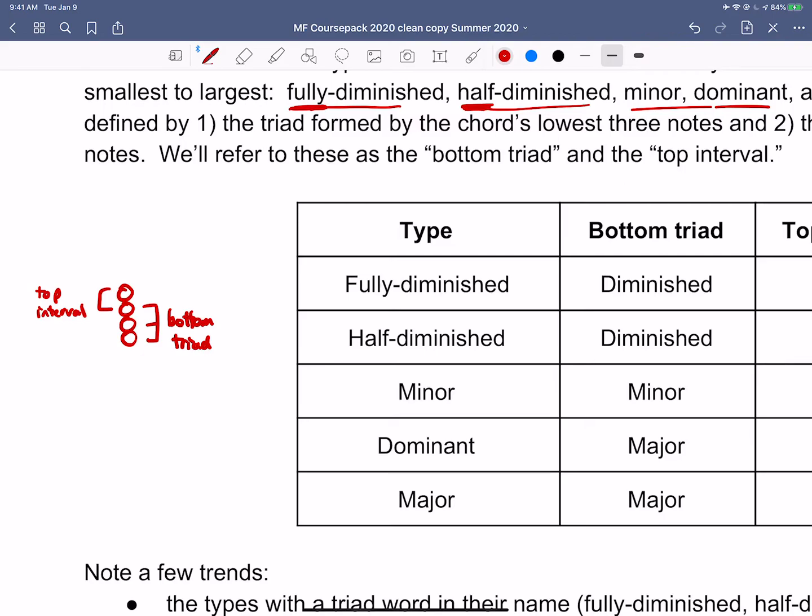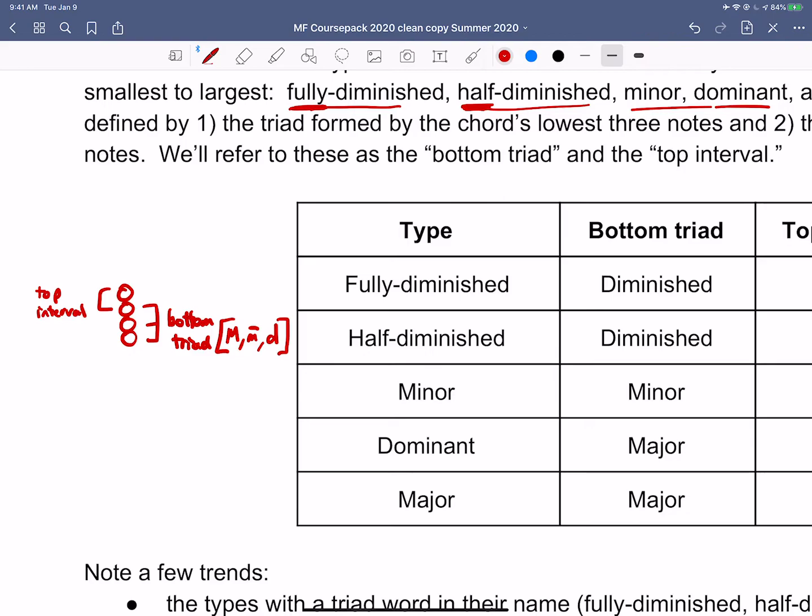Now, what are the possibilities for each of these items? On the bottom, your triad types that are possible are major, minor, and diminished. Augmented is actually not possible, at least in this list. What are the options for the top interval? Well, they're going to be thirds, right?